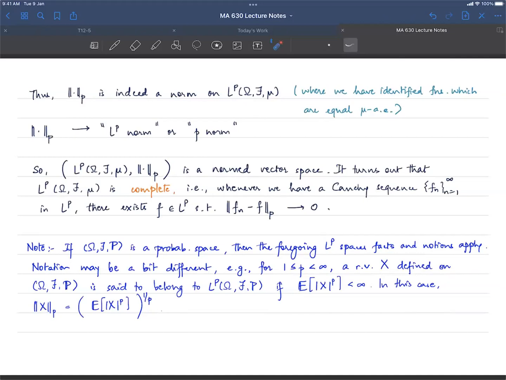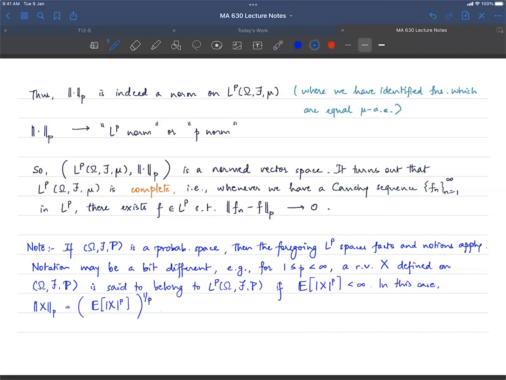Any questions with what we're saying? But now remember that in doing this, we have taken some equivalence relations. Put another way, we have decided that if two functions are equal almost everywhere, we're going to say it's the same function. So now this thing is in fact a vector space. This thing is in fact a norm. By the way, this symbol is the L^P norm or the P norm. Now we can say safely that it is a norm.